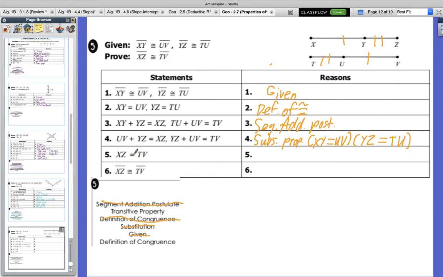Segment XZ is now equal in measure to segment TV. Well, segment XZ and segment TV are both equal to the same thing, UV plus YZ, YZ plus UV. You can add in any order. So that's our transitive property, that they're now equal to each other. So their measures are equal to each other. So we have the segments are equal in measure. Now they're congruent. Definition of congruence.